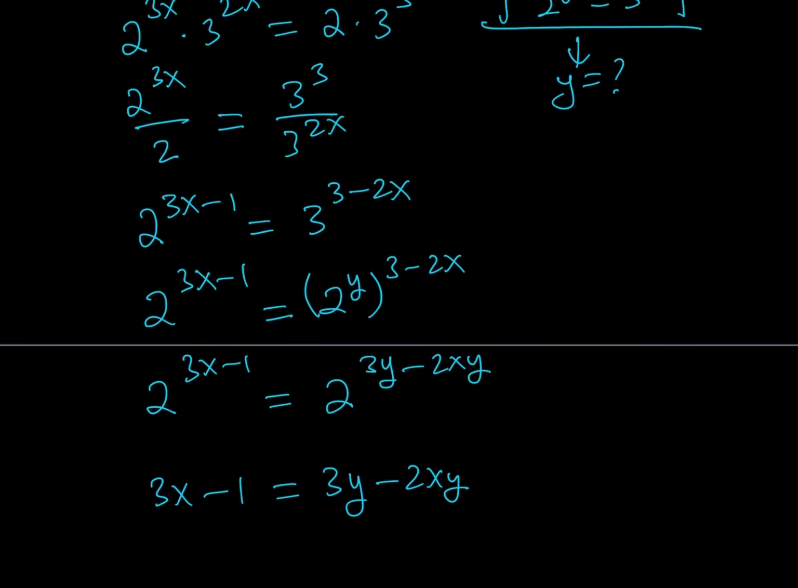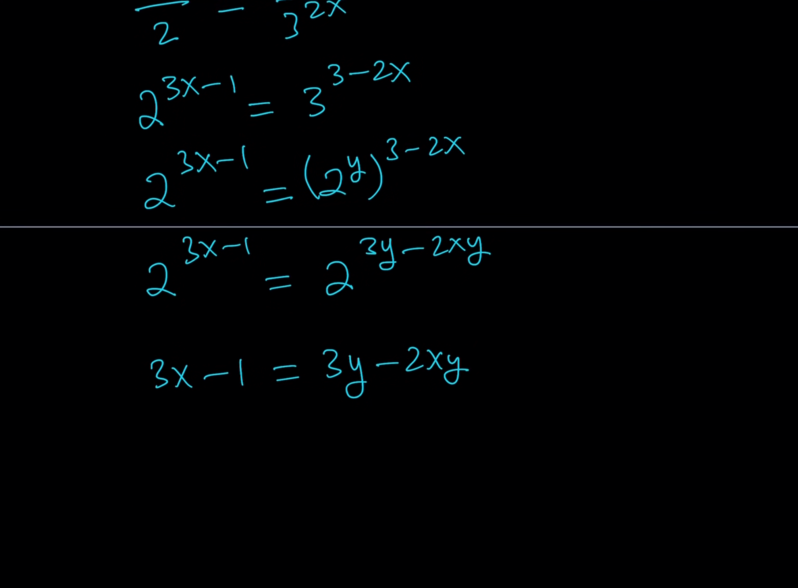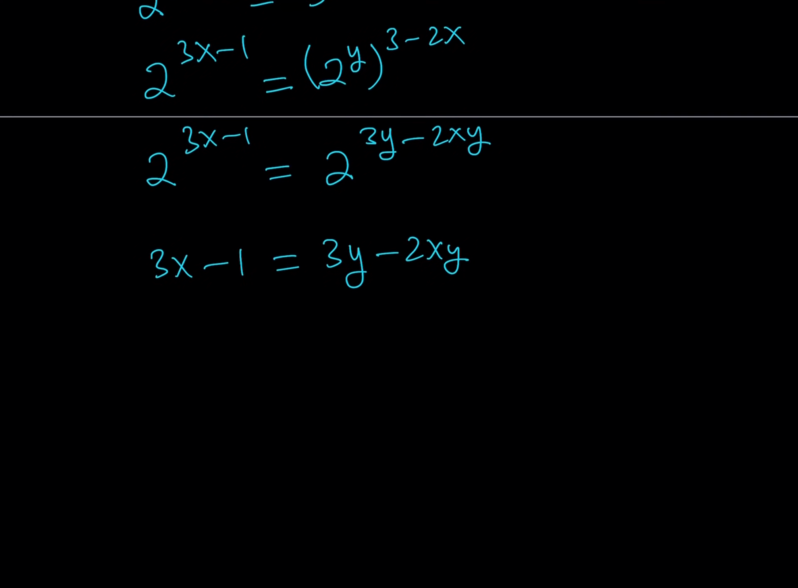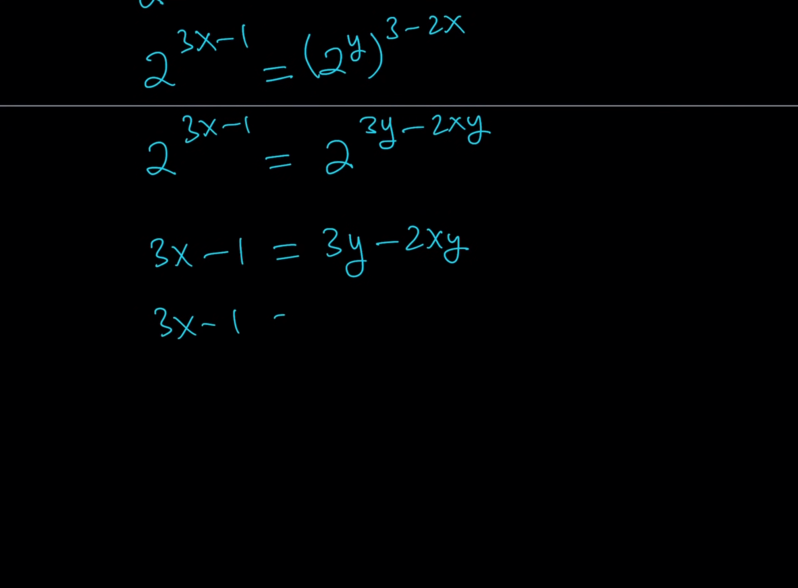Now remember, our goal was to find y in terms of x. So, well, why did I distribute, right? I didn't need to distribute, but anyways, you can just go ahead and take out the y here, and it's going to give you 3 minus 2x. And since our goal is to solve for y, I can write it as 3x minus 1 divided by 3 minus 2x.